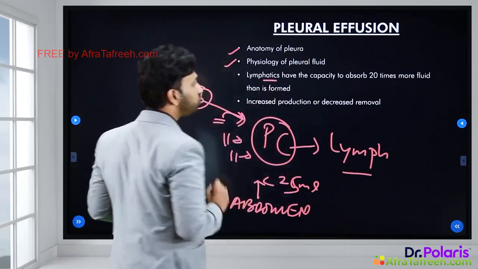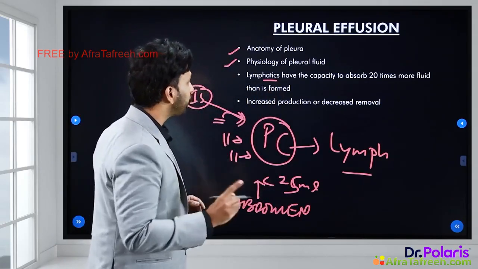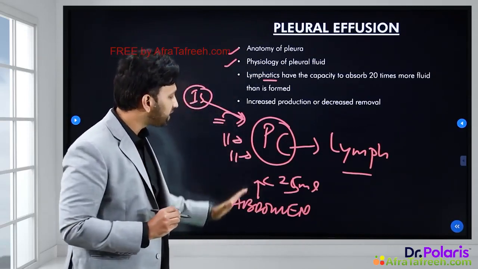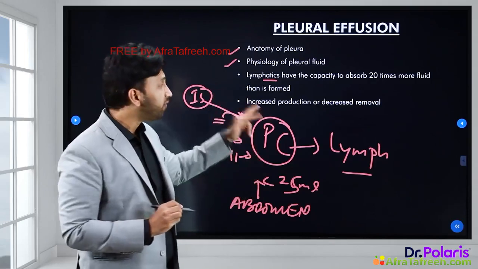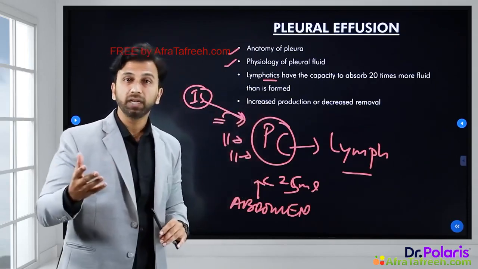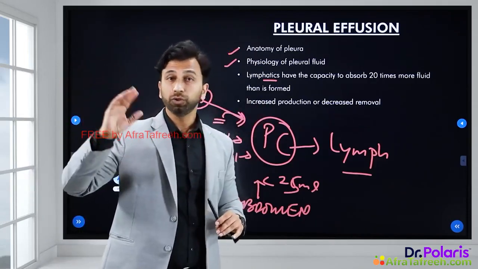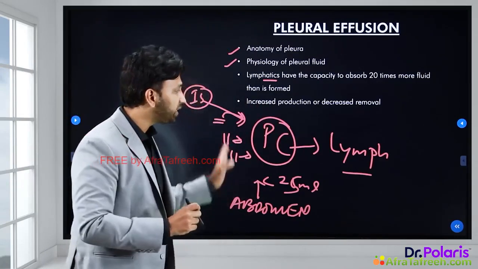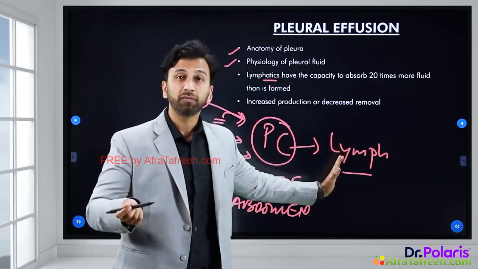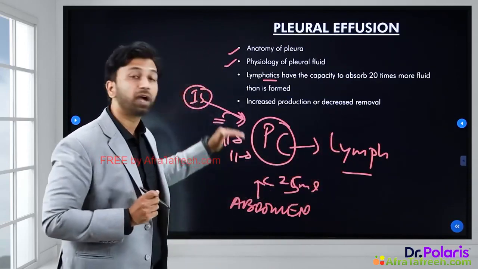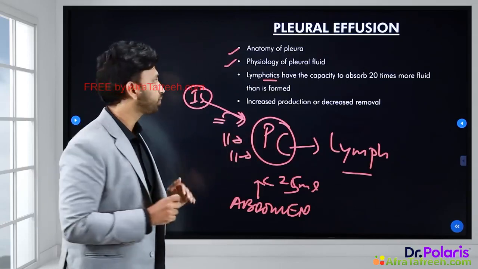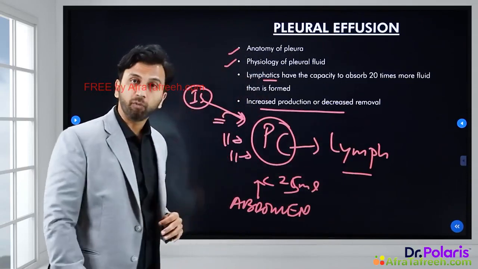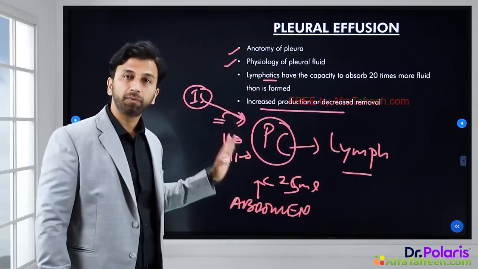So, these lymphatics usually have a capacity to absorb 20 times more fluid than is formed. So, what does that mean? Whenever there is an escape of fluid into this pleural cavity, lymph has the capacity to absorb it to a higher level. So, usually there has to be an abnormality in the increased production which has to exceed the rate of absorption via the lymphatics. Only then can there be an accumulation in the pleural cavity. So, either a defect in increased production or a decreased removal can lead to an accumulation of fluid, that is pleural effusion.